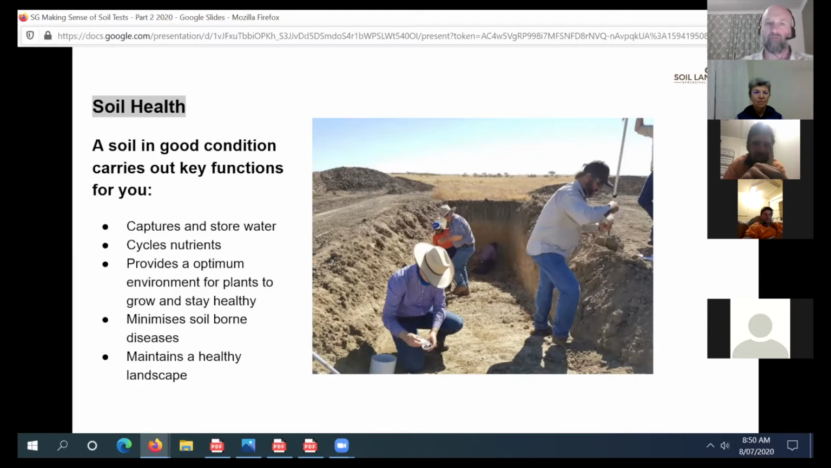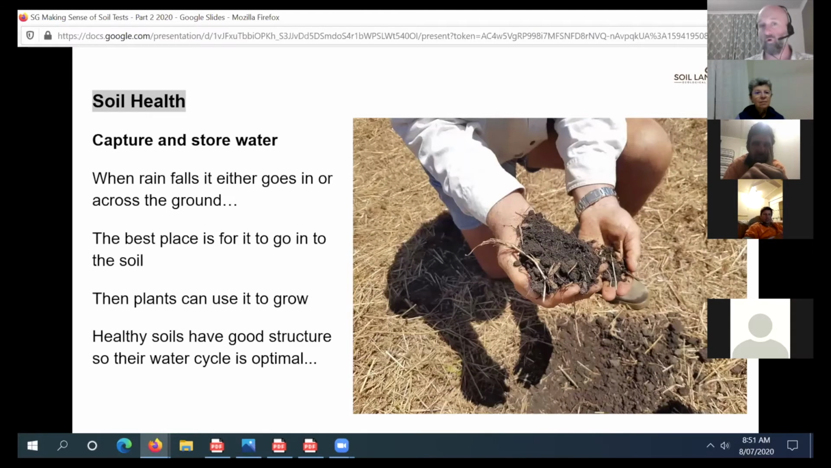So the first thing it does is it can capture and store water. When rain falls, it either goes into the ground or it runs off. There's just two choices. And obviously the best place to put it is in the ground.